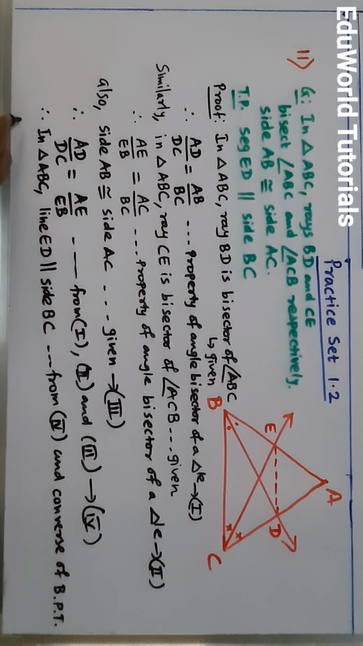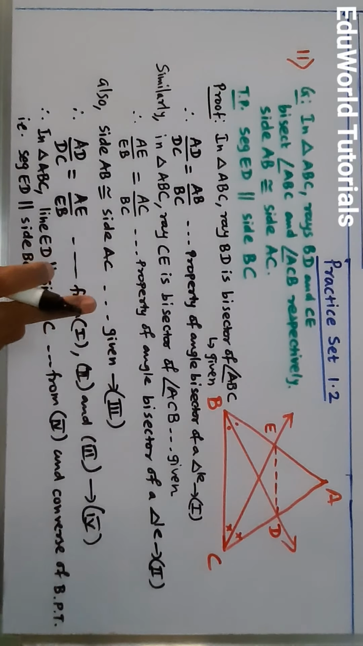That is, we can write, seg ED is parallel to side BC. Hence it is proved. The sum is proved. Understand? Very simple sum it is.